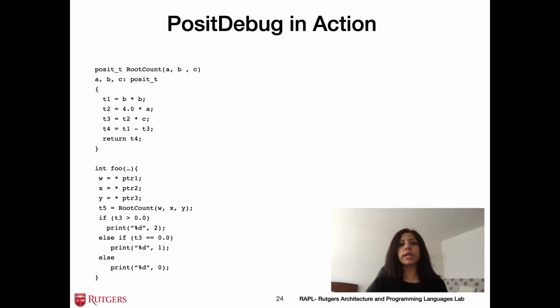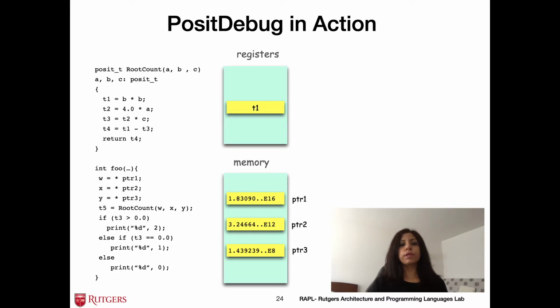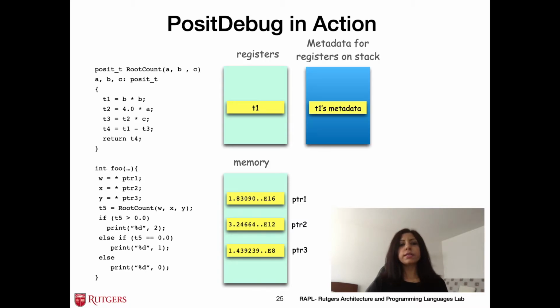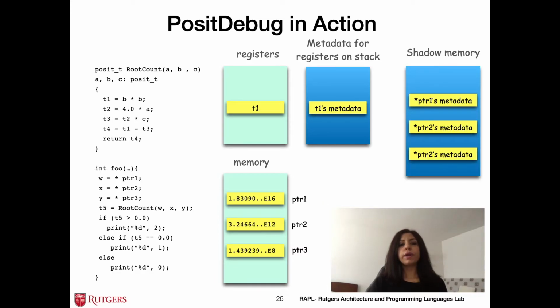PositDebug is based on LLVM compiler instrumentation. Posit values can either be resident in registers or in memory. That means we need to store metadata for variables in registers and variables in memory. For variables in registers, we store metadata in the program stack. For variables in memory, we store metadata in shadow memory. Given the variable address, you can get the shadow address from which you can get the metadata.